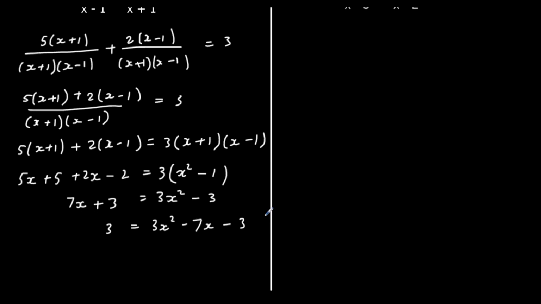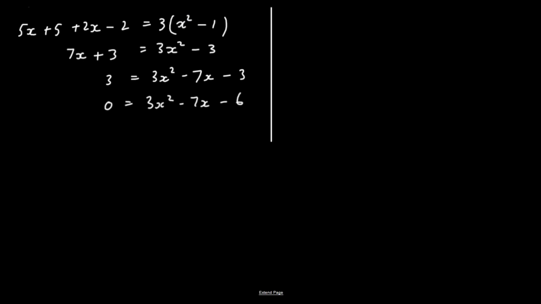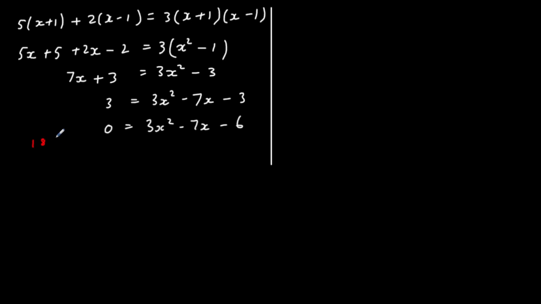I then take 3 away from both sides. So 3x squared minus 7x minus 6 is equal to 0. To check if it factorizes, we can do a times c. So 3 6s are 18. What multiplies to make 18, or negative 18, and adds to give a negative 7? That's 9 and 2.